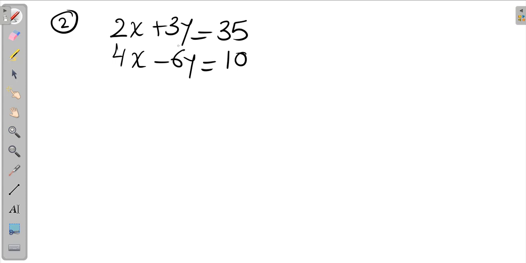You have a problem here. You want to eliminate y because you have a plus and a minus: plus in the first equation and minus in the second equation. But you have 3 in the first equation and 6 in the next equation. So you want to make the first equation have 6y. How can you get 6y from 3y? By multiplying by 2. Then multiply the first equation by 2.